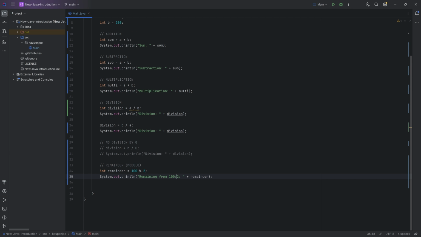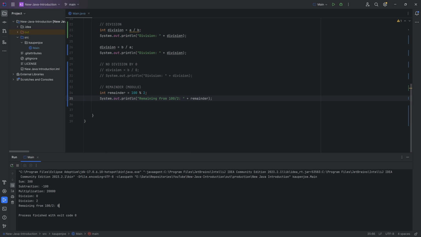Now, why do I know this? Let's write this a little bit better, like this. There you go. So if we were to take a look at this, why is this 0? Well, because 100 is evenly divisible by 2.